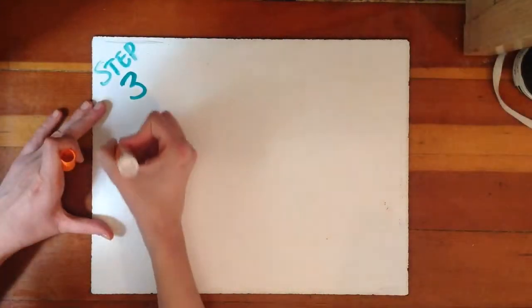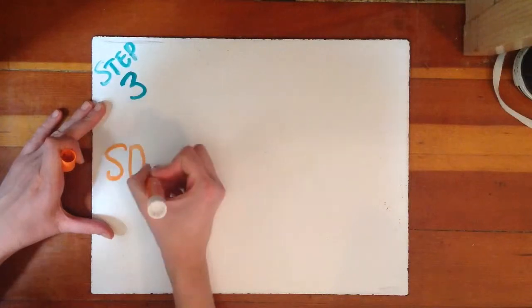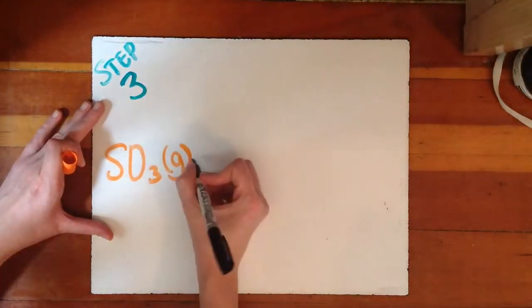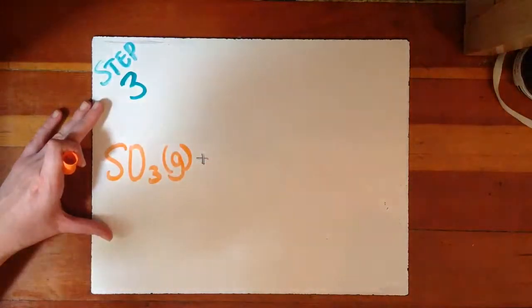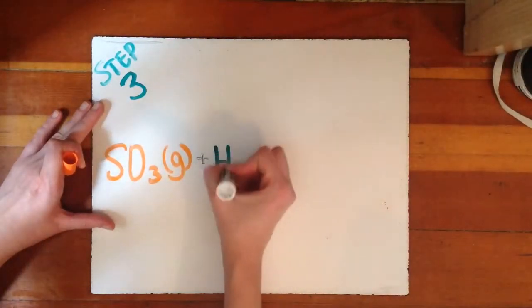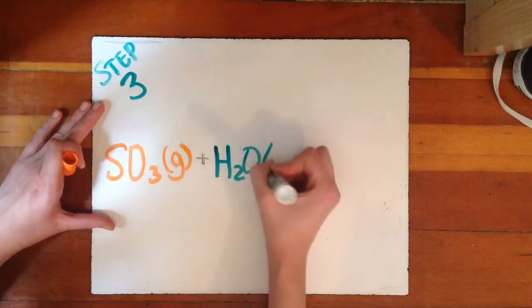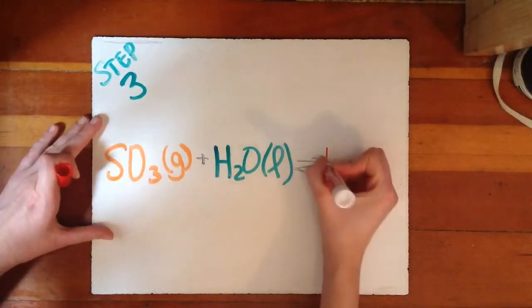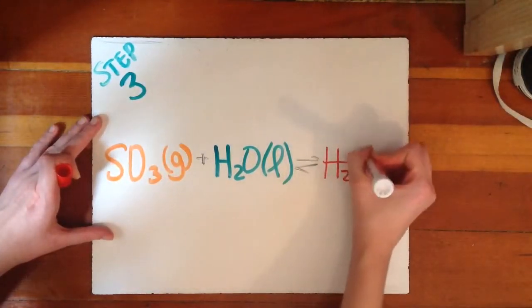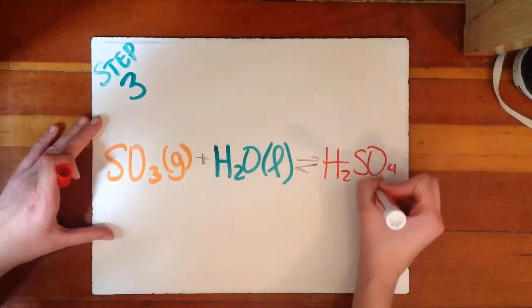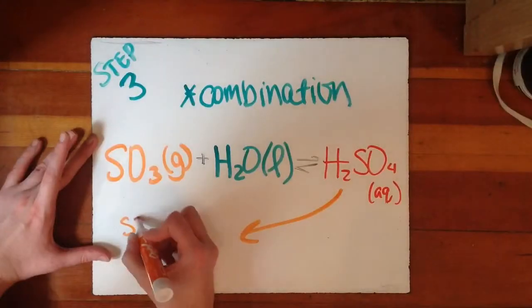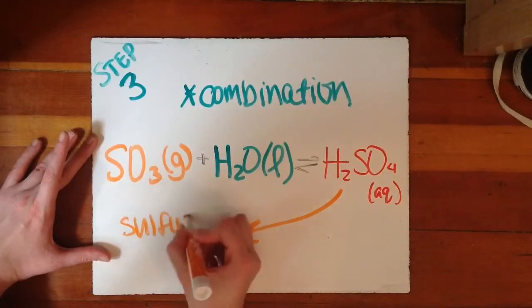And now let's review the equation for the final step of this acid rain formation. First, we have sulfur trioxide, a gas, added to water molecules, H2O, in liquid state. These two reactants combine to form our final product, sulfuric acid, written as H2SO4. This is an aqueous solution that is commonly known as acid rain, falling from our skies and having many damaging effects on the environment.